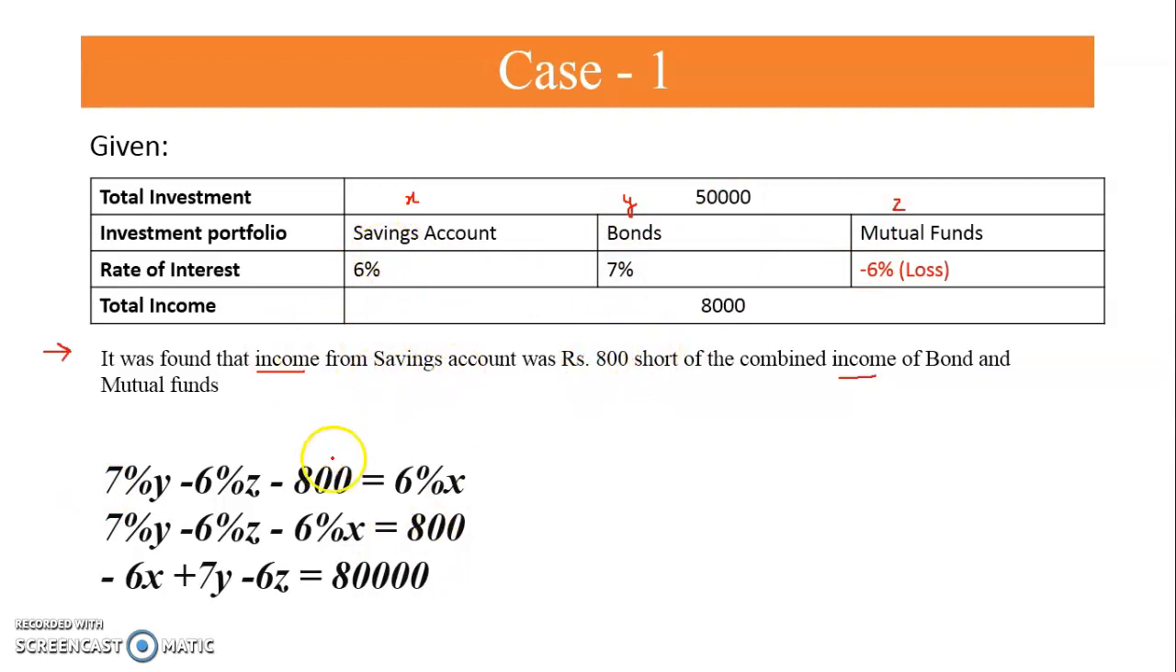because this savings account is short of. Short of means we have to subtract this from the combined income of bonds and mutual funds. So this is your equation. Now you can shift this 800 to the right hand side and this 6% X to the left hand side, and then you can multiply 100 with each variable. So this is your new third equation. Okay, I hope this is clear.